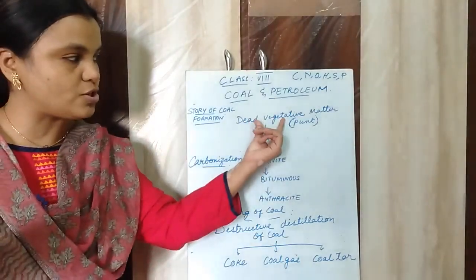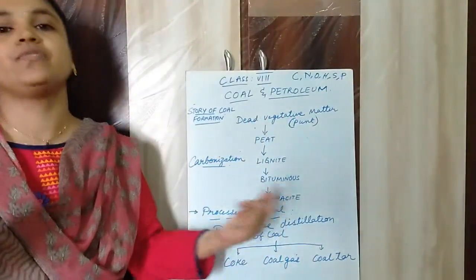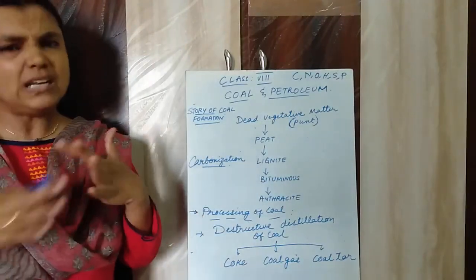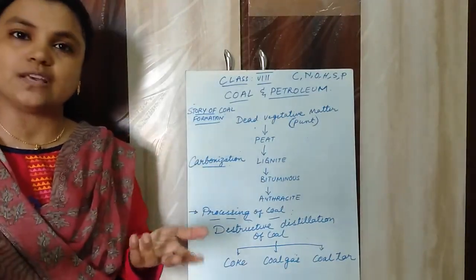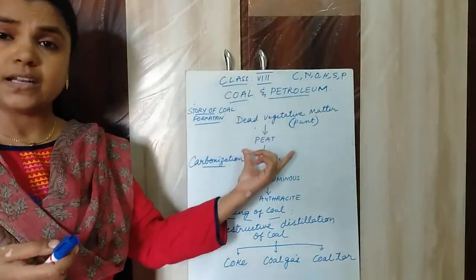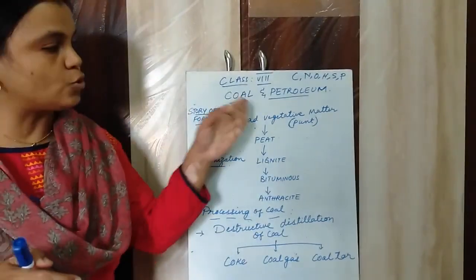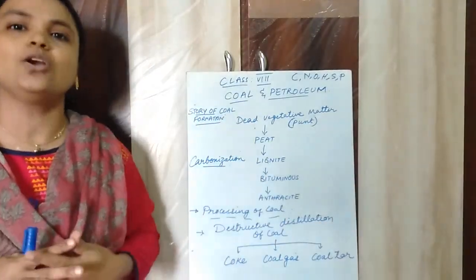The process of conversion of dead vegetative matter into coal is nothing but carbonization, and it happens over millions of years. It doesn't happen in a few days, months or even a few years, it's a very slow process, and it takes millions of years to get converted into good quality coal.